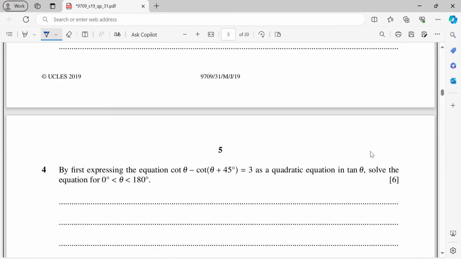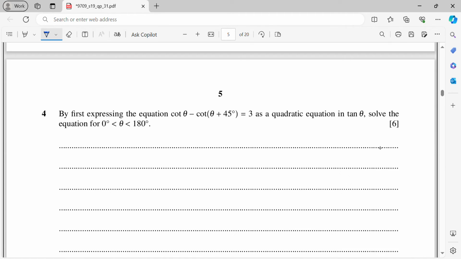Okay, for question number 4, by first expressing the equation cot theta minus cot of theta plus 45 degrees equals 3 as a quadratic equation in tangent theta. Solve the equation for theta between 0 and 180 degrees. So now, cot theta minus cot of theta plus 45 degrees equals 3.